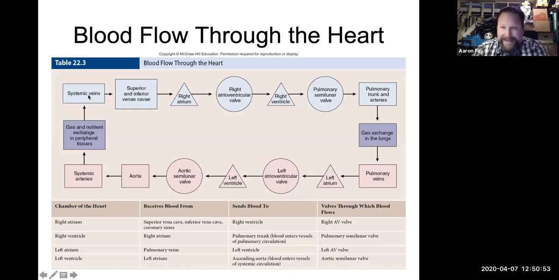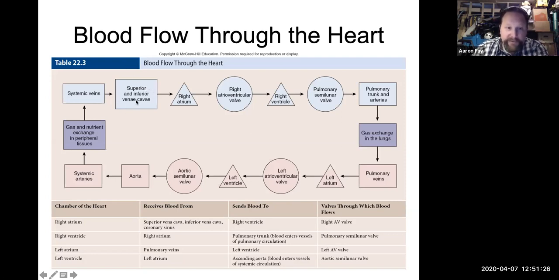We're going to start in the systemic veins. Remember, what's a vein? A vein is a vessel that takes blood towards the heart. We have two kinds of veins. We have pulmonary veins and we have systemic veins. We're starting in the systemic veins. So this is going to be deoxygenated blood that's lost its energy. So blue ooze, deoxygenated, low pressure. This is going to drain through all the veins of the body, eventually joining to form the superior and inferior vena cava, shown here.